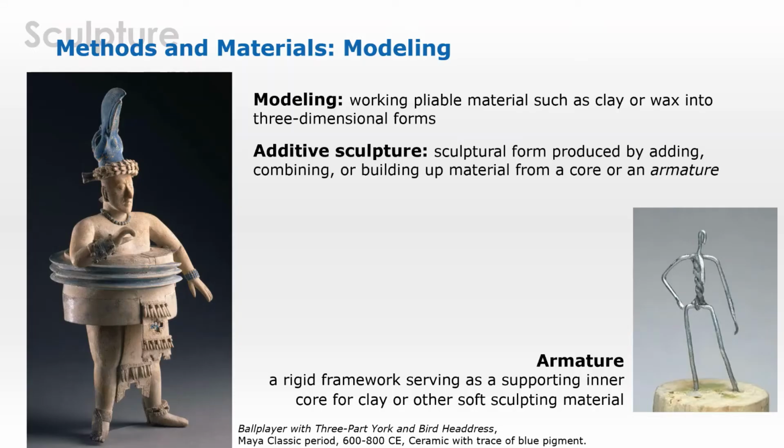Most sculpture is made by modeling, carving, casting, constructing, and assembling, or a combination of these processes. Let's look at the modeling process first. Modeling is usually an additive process.